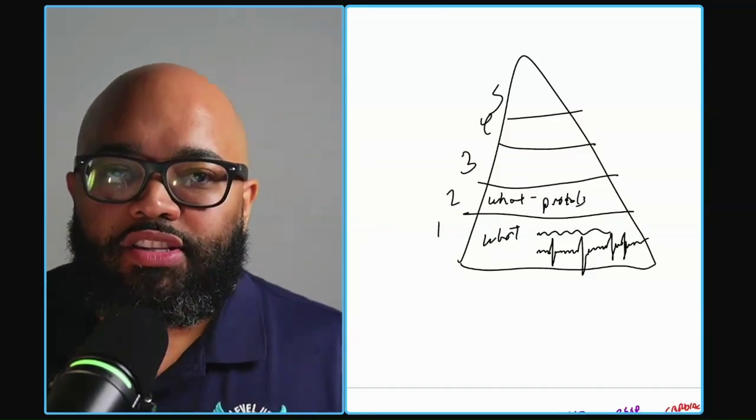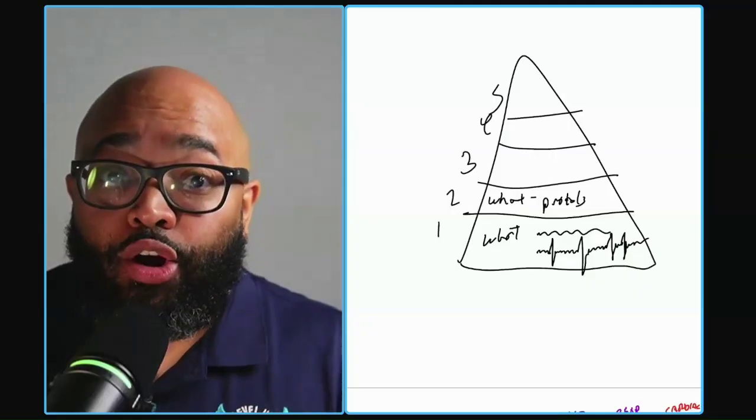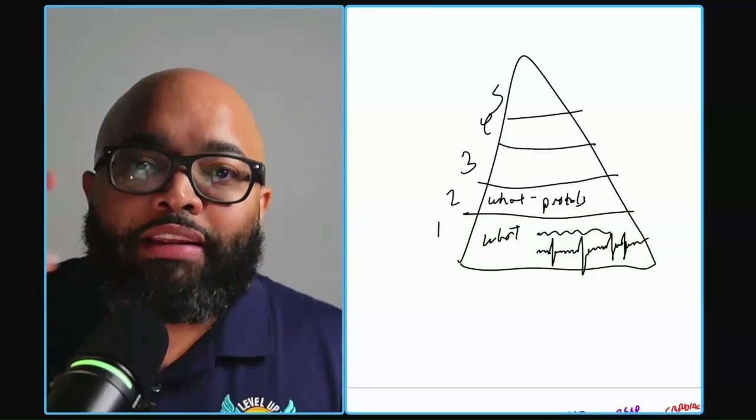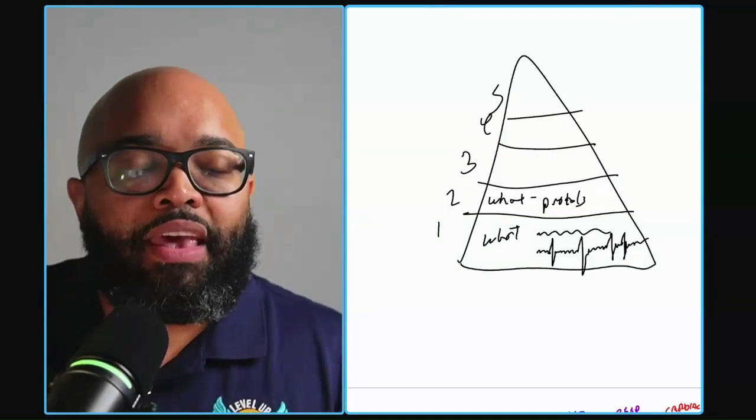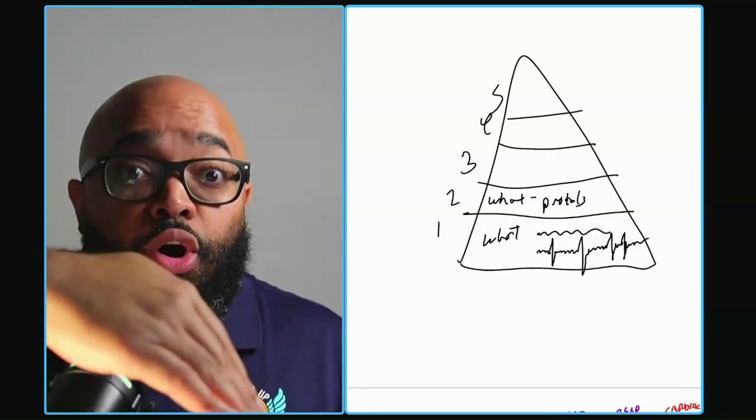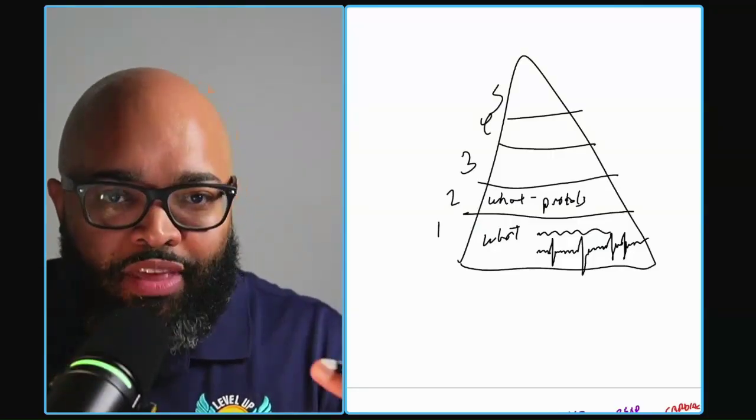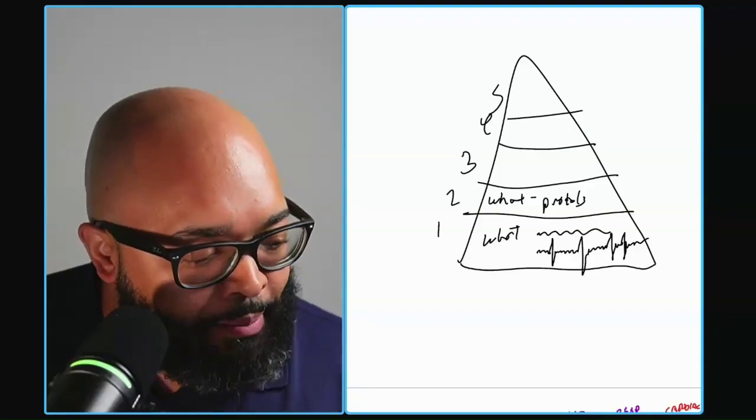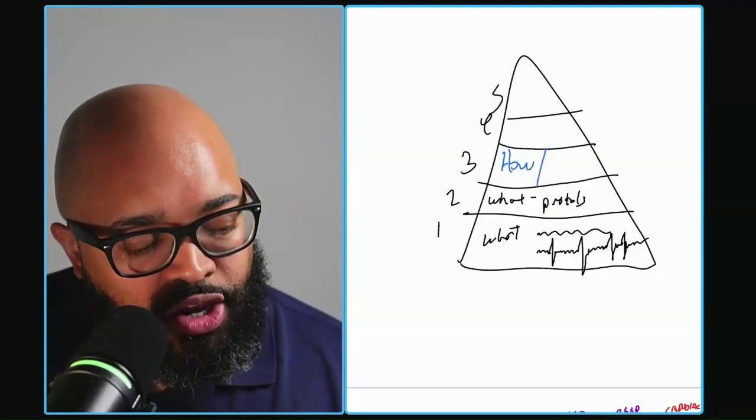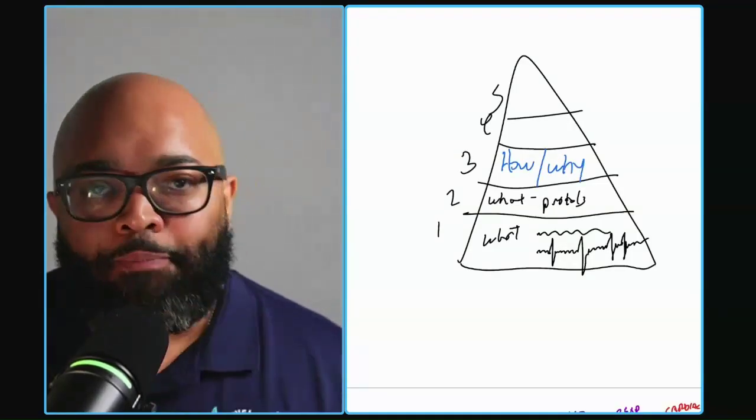The challenge is this is where most people are their entire career. They only have level 1 and level 2 knowledge for their whole time, and their knowledge actually gets worse over time because they're not keeping up with things. Where the magic happens is when you get to level 3 and you understand the how and the why.